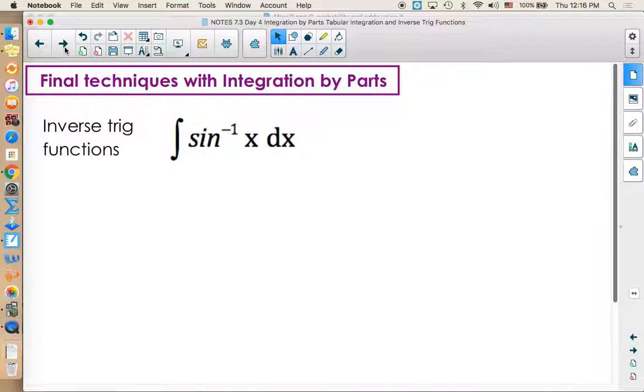And the last one, final technique, is if we have inverse trig functions. I said that I would provide you with some of those factual things about inverse trig functions derivatives and trig functions derivatives, but to integrate that, that's a little bit different. So they would like the integral of inverse sine of x dx.